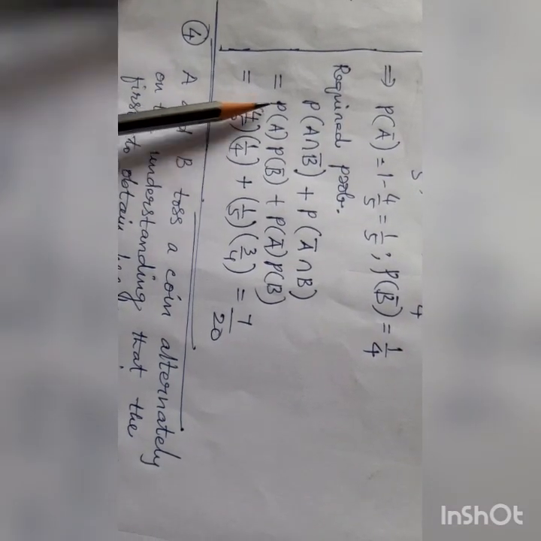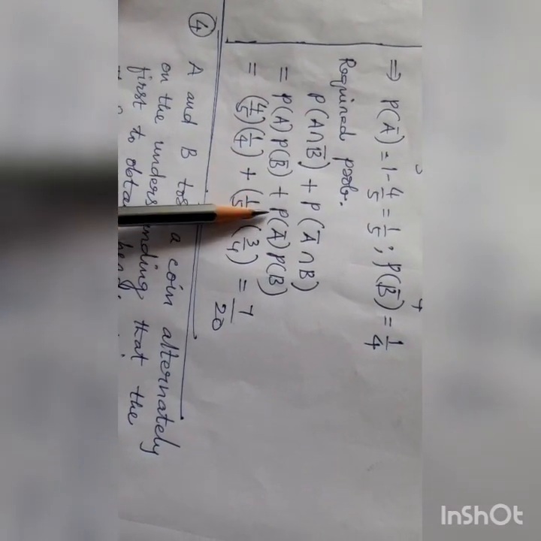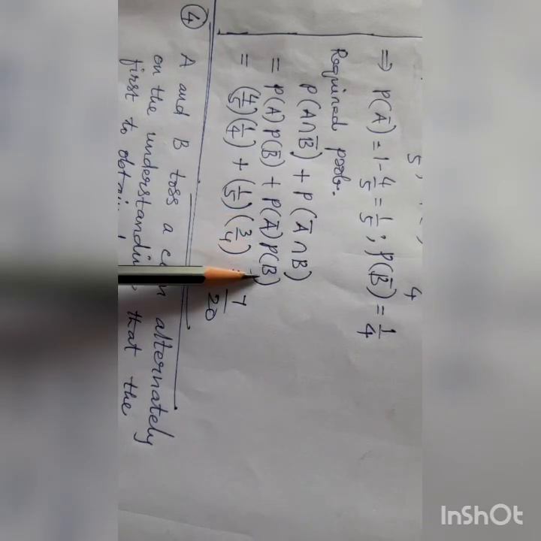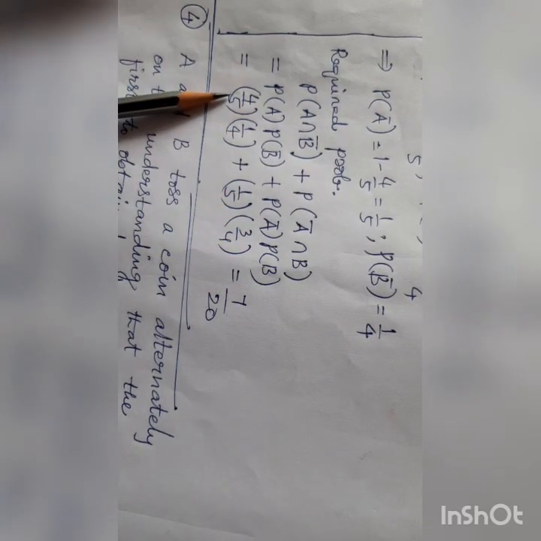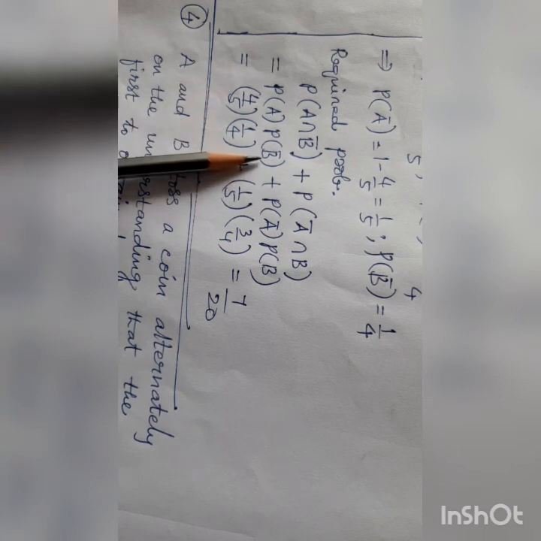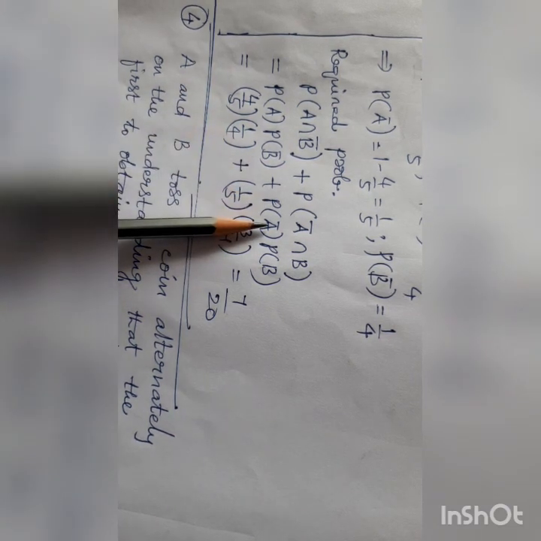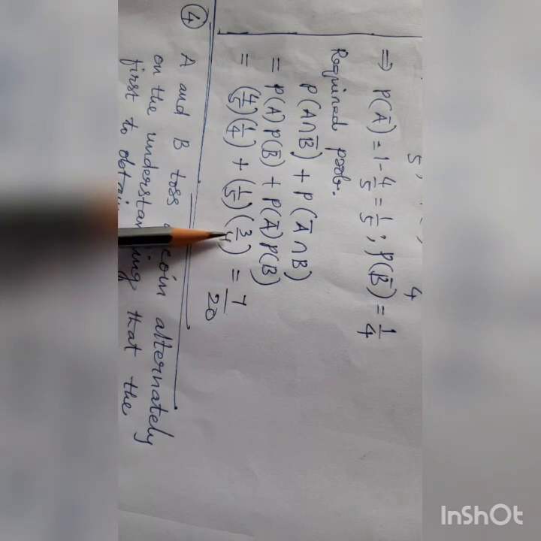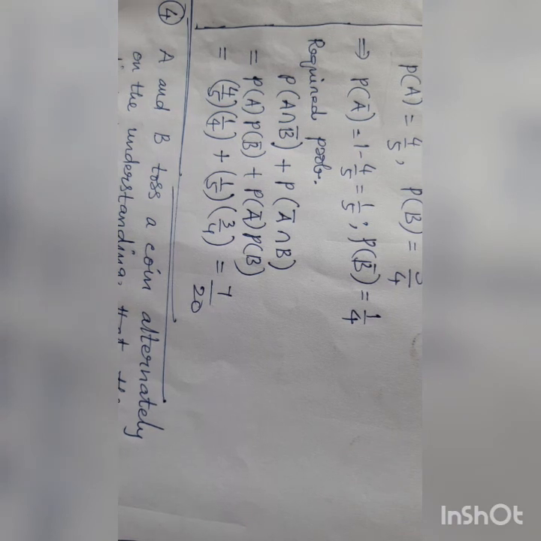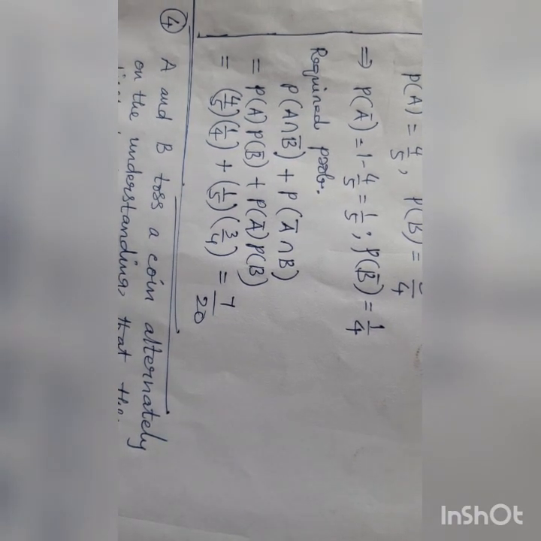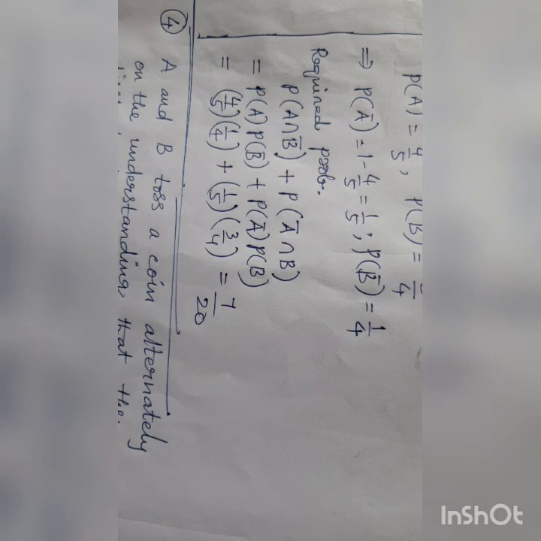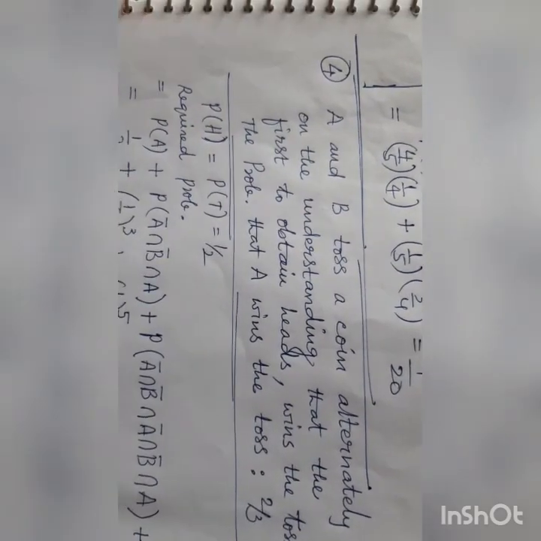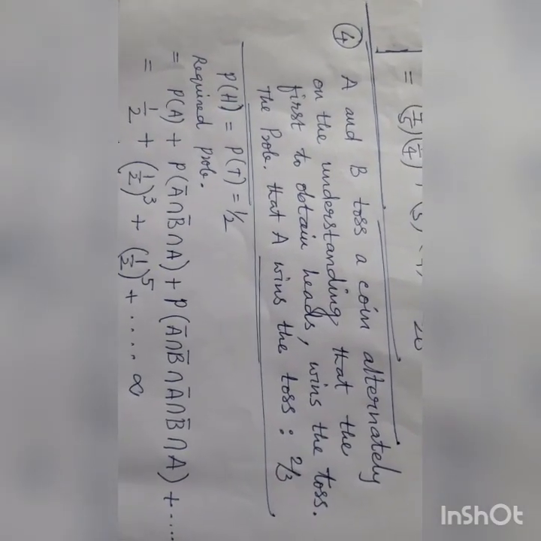That is P of A into P of B bar, and P of A bar into P of B. P of A we know is 4 by 5, P of B bar 1 by 4, P of A bar 1 by 5, P of B 3 by 4. These all we have already calculated: 7 by 20. With probability 7 by 20, A and B contradict on saying one truth. You see, fourth model, this is a different one.